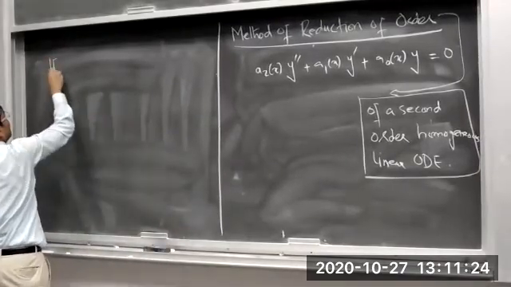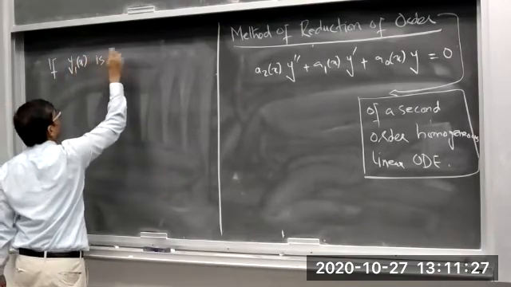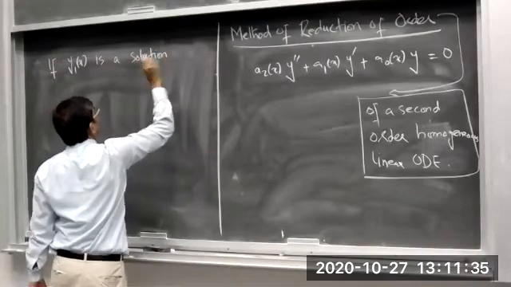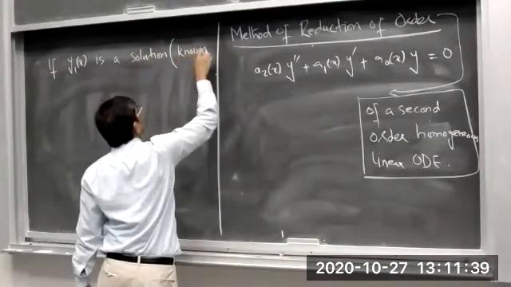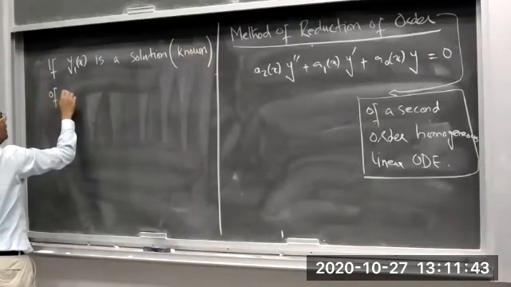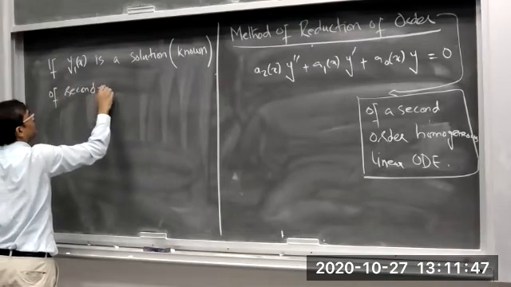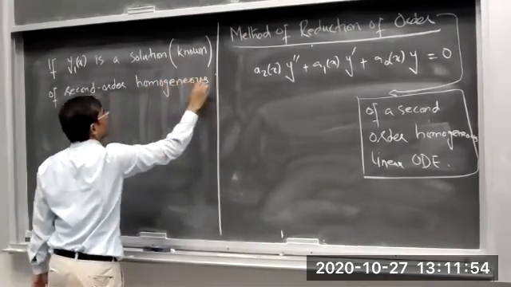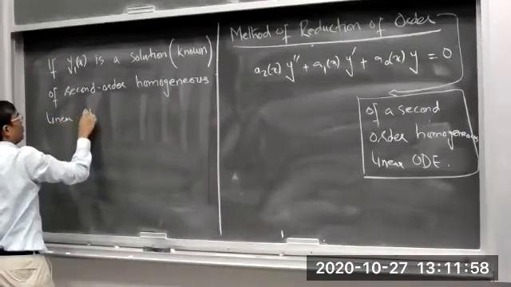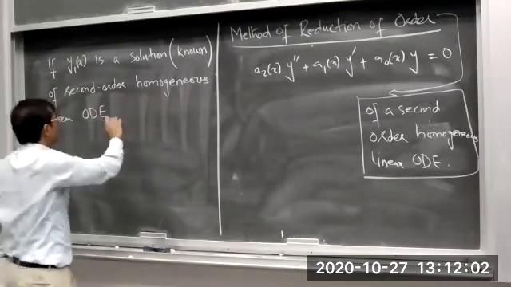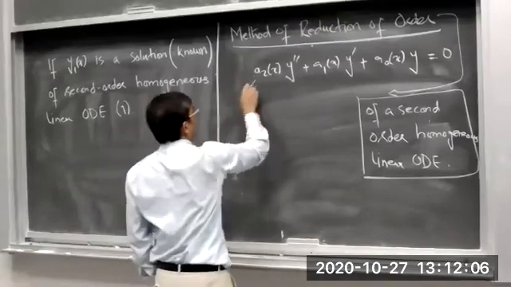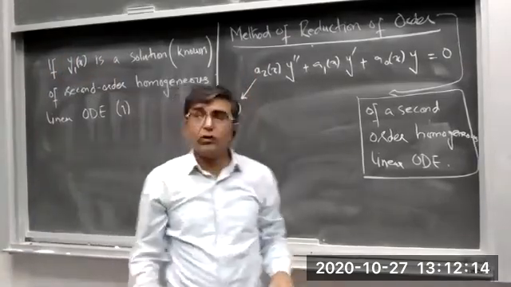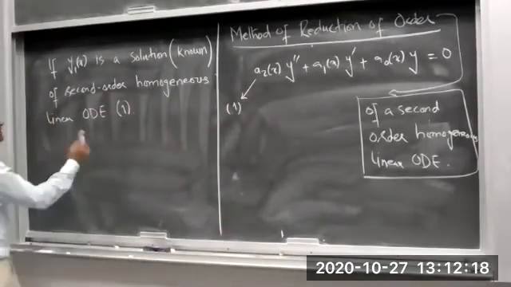If y1 of x is a solution, it is known, we know it. Y1 is a solution of the second order homogeneous linear ODE which is written here. You can call it equation 1. If y1 is a solution of this, we already know it, we can find the second solution.